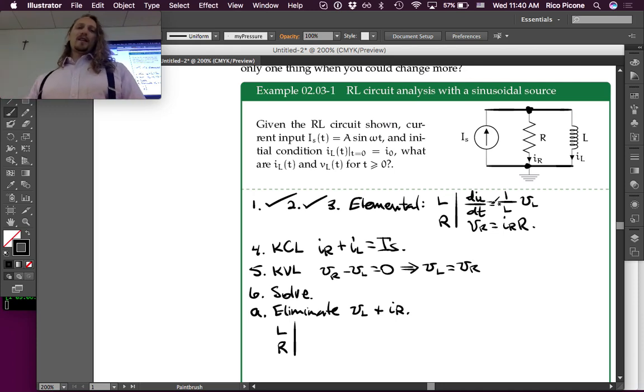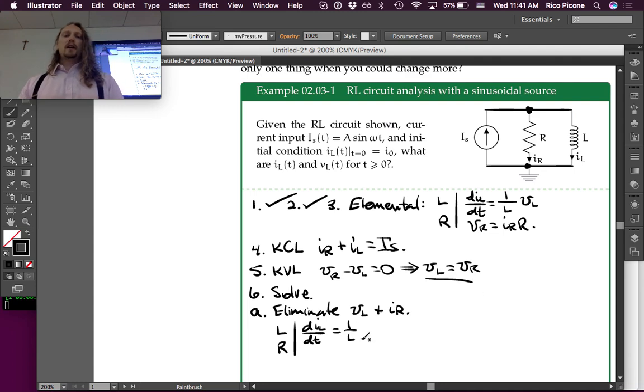So in the L equation, I'm going to leave the IL alone because there's a time derivative. dIL/dt equals 1 over L. And I want to eliminate VL from this equation. So let's look up here. Oh, gee, that's really hard. We'll just plug in VR for it. Check. Got that one gone. Nice.